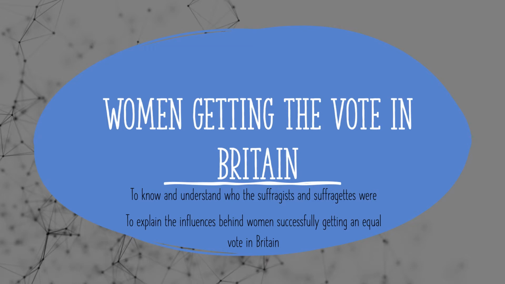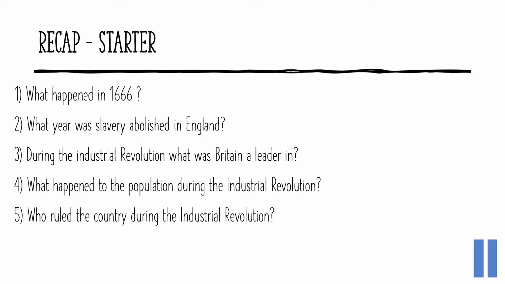So just to recap, I've pulled a few questions from some of the show you knows you've been doing over the past couple of weeks. So just pause the video here and have a go at these 5 questions. What happened in 1666? What year was slavery abolished in England? During the Industrial Revolution, what was Britain a leader in? What happened to the population during the Industrial Revolution? Who ruled the country during the Industrial Revolution? So pause the video now and have a go at those 5 questions.